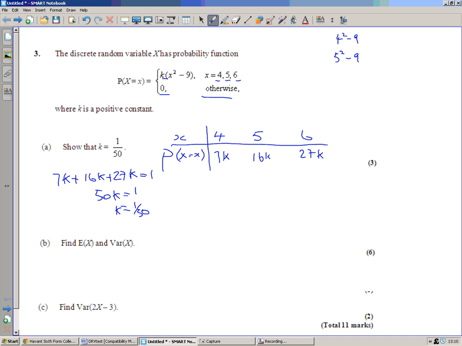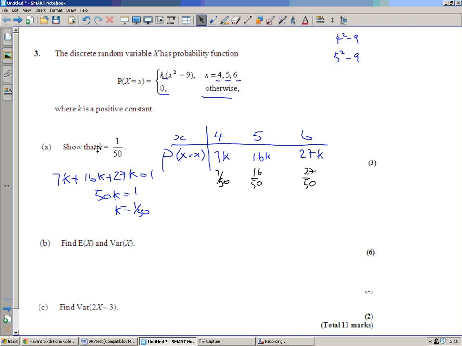Okay, I suppose what we could do now is write those numbers in our table. 7 over 50, 16 over 50, or 8 over 25, and 27 out of 50. Those are our 3 probabilities. So this random variable, number 6, is coming up more than half the number of times.